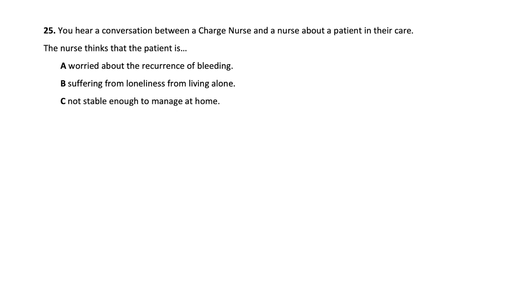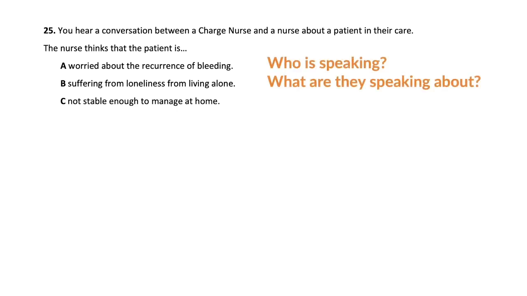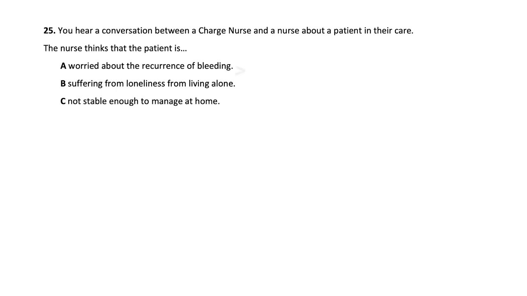Let's take a look at an example. Here is a part B question. First, we're going to read the context statement and ask ourselves who is speaking and what are they speaking about. We can see here that we're going to be listening to a conversation between two people, a charge nurse and a nurse, and they're talking about a patient in their care. Now we're prepared to listen. We have an idea of what they're talking about. Let's go through the answer options and be prepared for synonyms and paraphrasing.